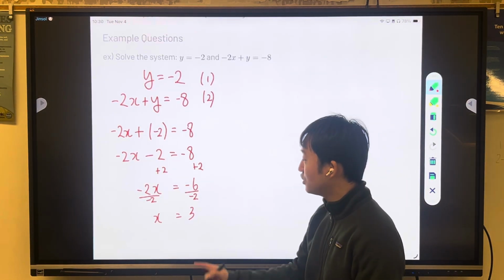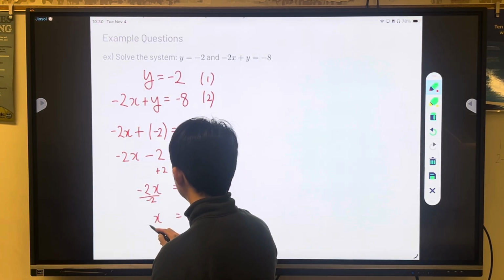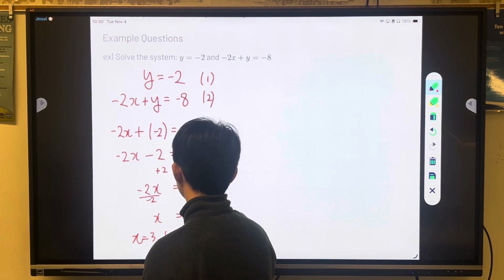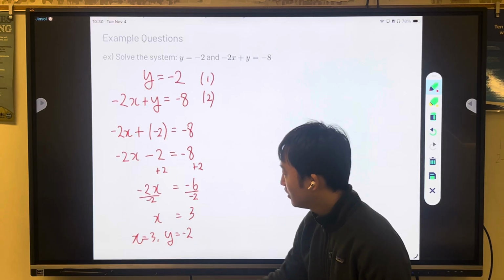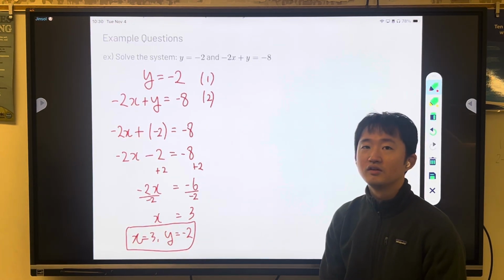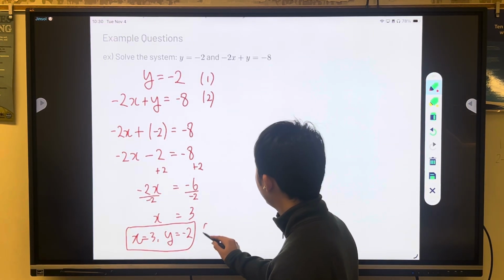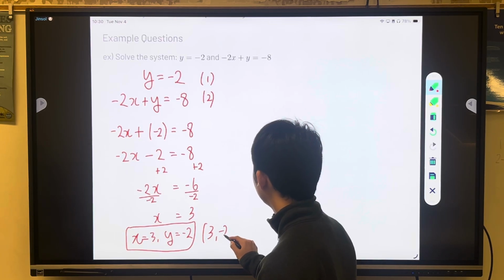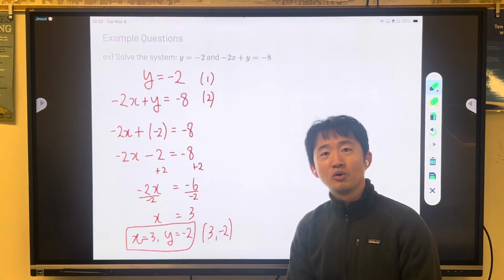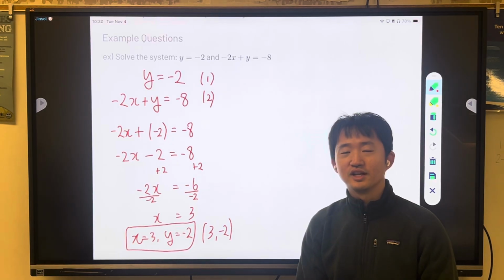And voila, I've solved x as 3. I also know the y is -2. So I can write this answer as x equals 3 and y equals -2. That is my final answer. Or if you want to write it in a different way, we can write it instead as 3 comma -2, as if the x and y values are the coordinates of a point. So the x coordinate is 3 and the y coordinate is -2.